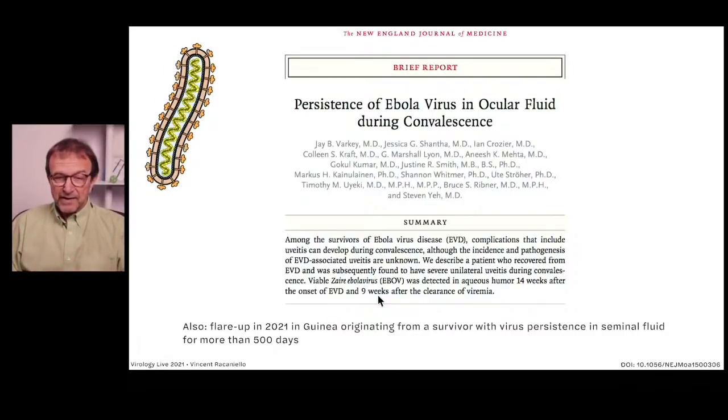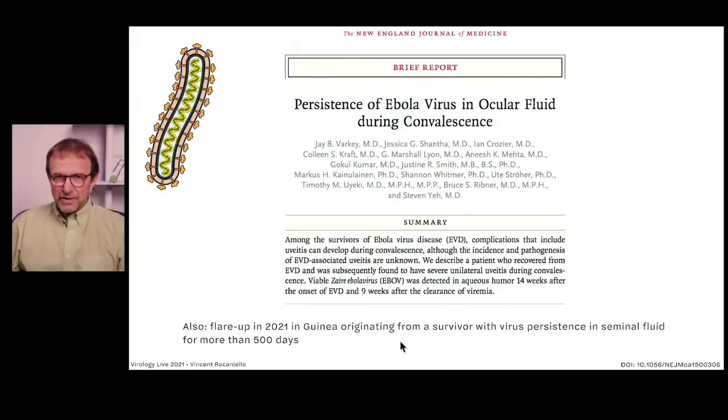And we also know that it persists in the testes as well. In fact, there's been a recent flare-up of Ebola virus disease in Guinea, originating from a survivor of the original outbreak in 2015 who contained virus in seminal fluid for more than 500 days. So is this now telling us that Ebola virus is a persistent infection? It can be. These incidences of persistence in the eye and in the testes are quite rare. But they do occur. So as with some of the other infections that we're going to talk about today, it can be persistent under certain conditions.